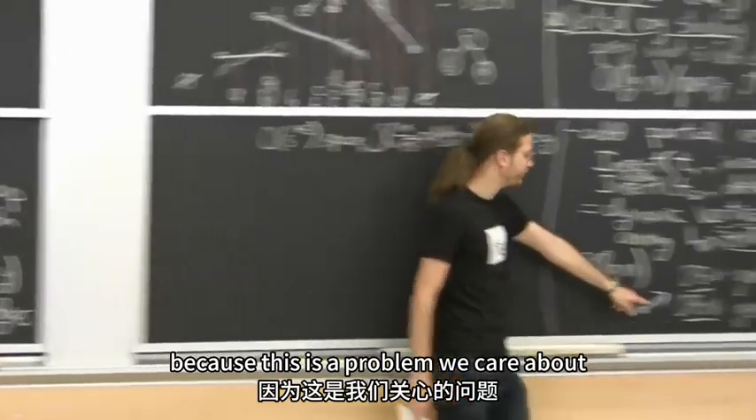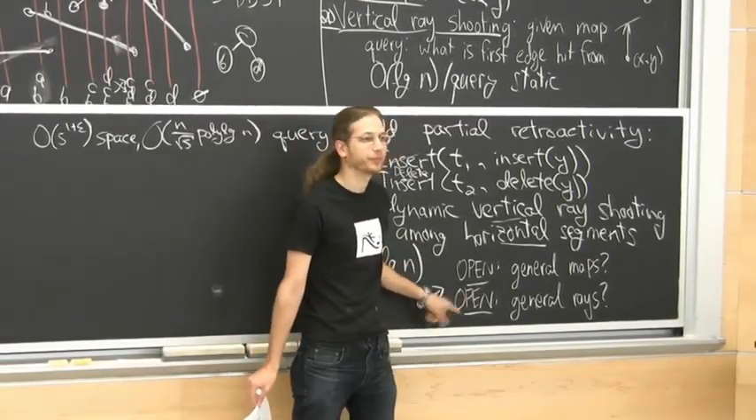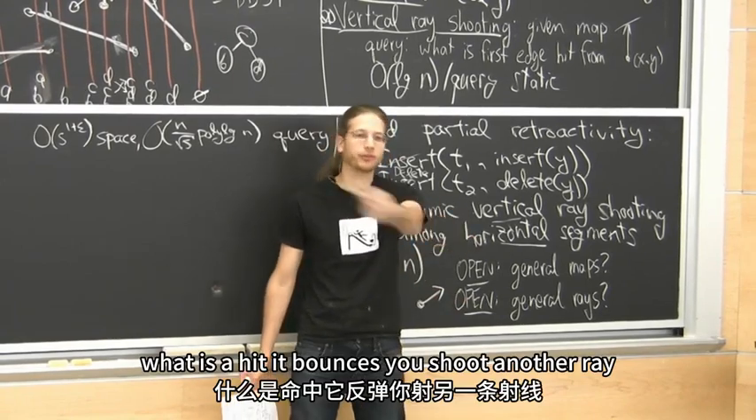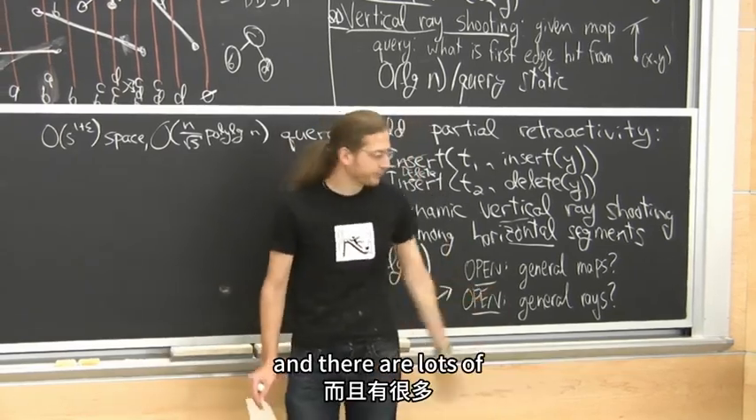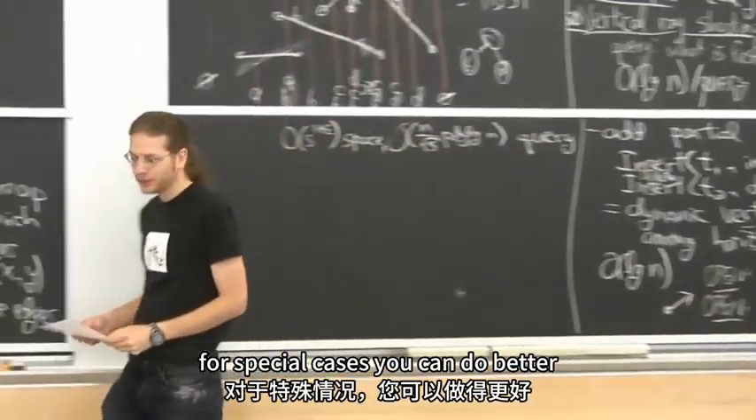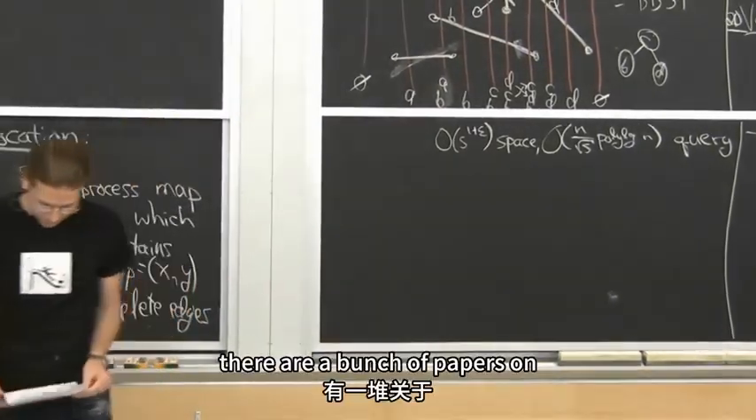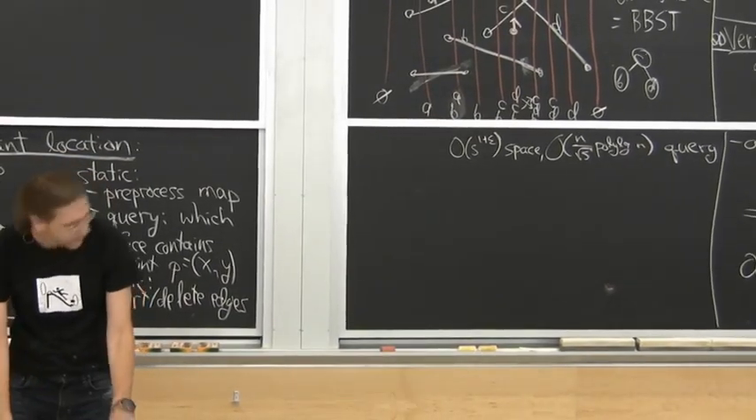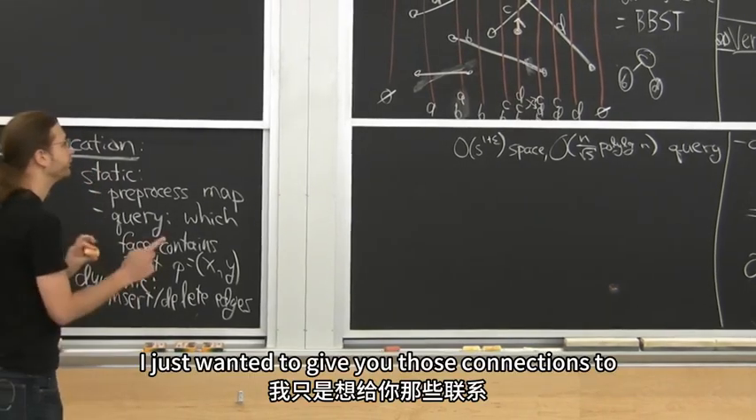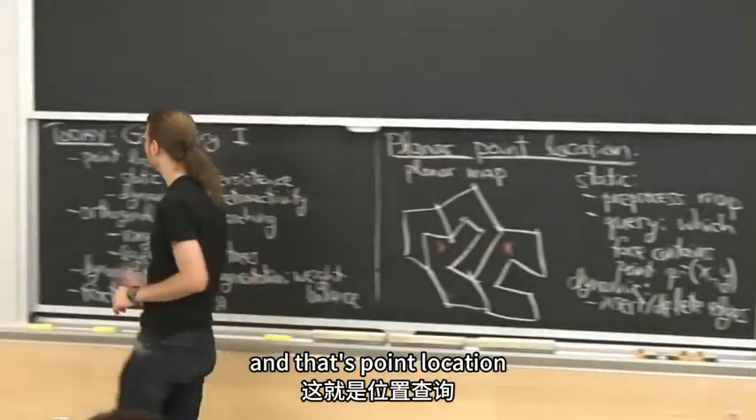This is kind of annoying because this is a problem we care about, especially in 3D. This is ray tracing. You shoot a ray, what does it hit? It bounces. You shoot another ray. I always want to know what objects am I hitting. And for special cases you can do better, but in general it seems quite hard. This is even in 2 dimensions. But there are a bunch of papers on 3D and so on. I just wanted to give you those connections to persistence and retroactivity, and that's point location.